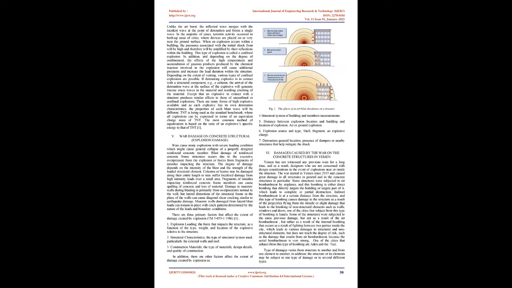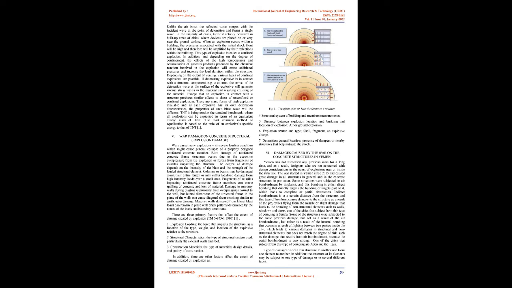Columns or beams may be damaged along their entire length or may suffer localized damage from high-intensity loads over a small area. Fragments of missiles impacting reinforced concrete frame members can cause spalling of concrete and loss of material. Damage to masonry walls during blasting is primarily from overpressures normal to the wall, but lateral distortions of the structural frame in the plane of the walls can cause diagonal shear cracking similar to earthquake damage. Masonry walls damaged from lateral blast loads can remain in place with crack patterns determined by the nature of the loads and boundary conditions.